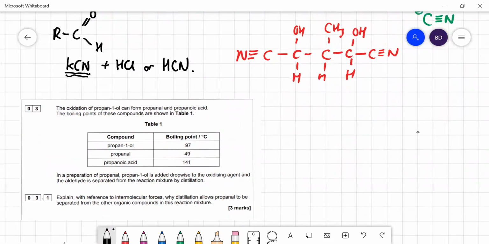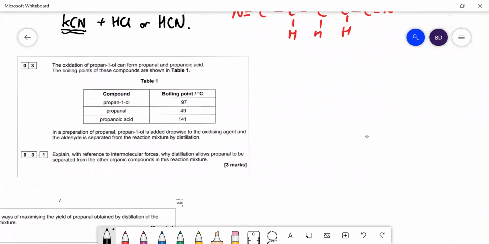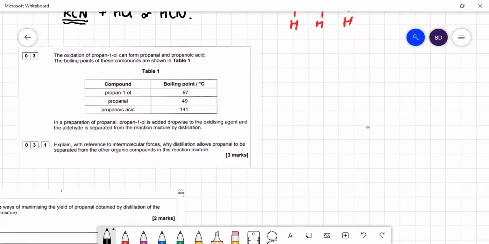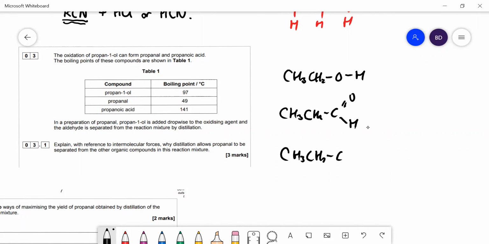Right, okay, so here is a question here. Oxidation of propan-1-ol can form propanal and propanoic acid. Let's draw those out. So propan-1-ol obviously is that. Propanal is the aldehyde group, and propanoic acid is like that.